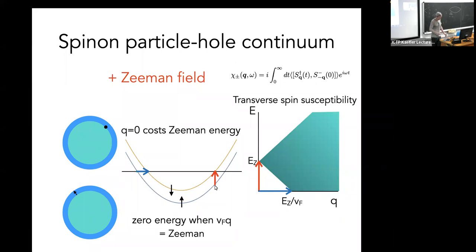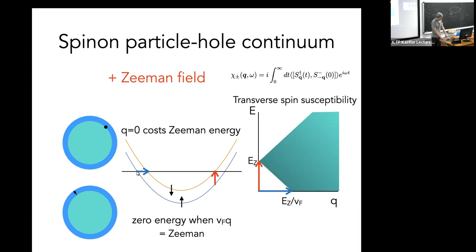So we create excitations with total spin one. And we can do it in, of course, an infinite number of ways in this simple picture. But the simplest one, for example, is a vertical transition shown by this red line, flipping spin up to down and vice versa. The momentum does not change, and the energy changes exactly by the Zeeman energy, as it should. So this is one point on the energy-momentum plane.